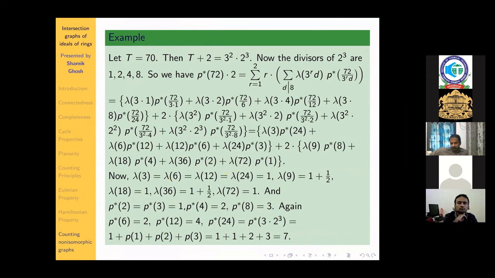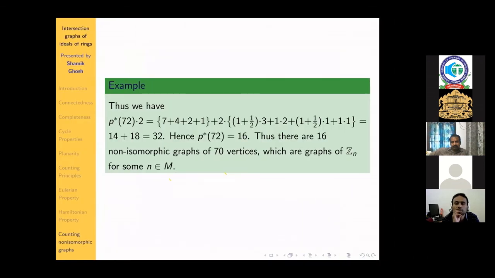So here is some calculation for a further large number, 70. You can calculate this by this recurrence relation: how many non-isomorphic graphs of 70 vertices are there? That is the same as how many unordered factorizations of 72 there are. After many calculations, you find that the number is 16. There are 16 factorizations of 72. So there are 16 non-isomorphic graphs of 70 vertices.